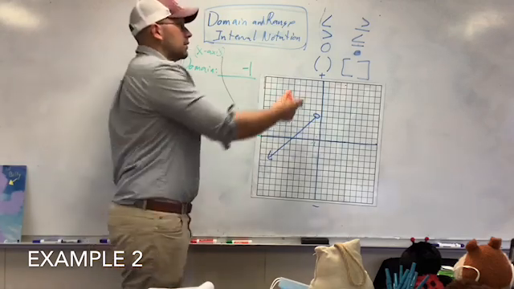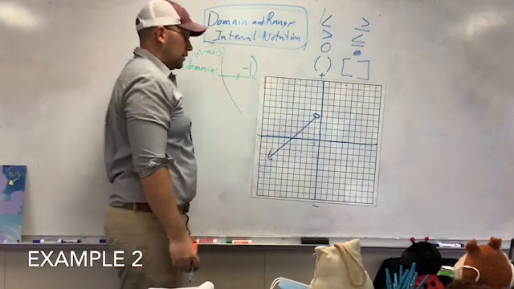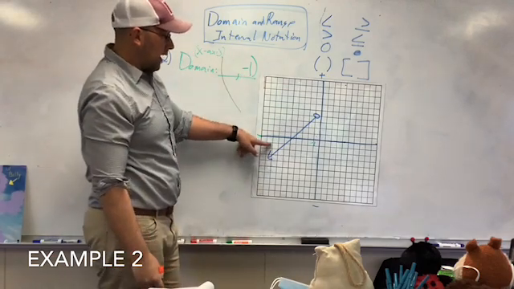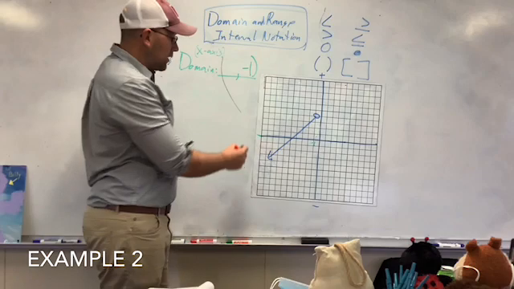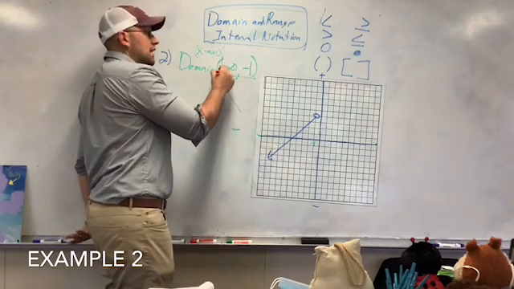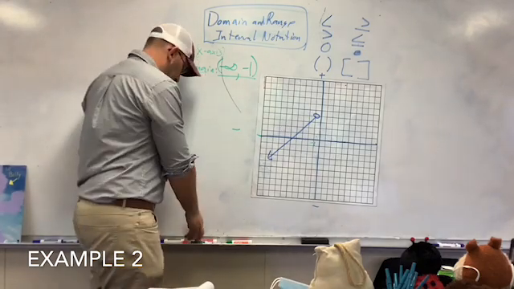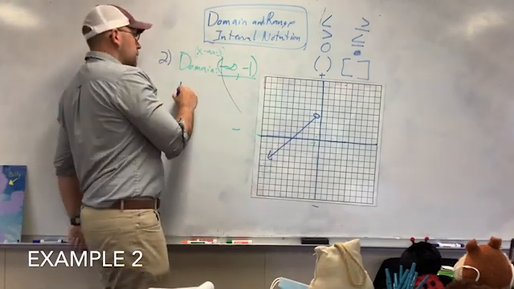Parenthesis or bracket? It's an open circle, so I put a parenthesis around it. Now where is it going on the domain? Forever and ever, it's going in the negative direction, so it's going to negative infinity. And negative infinity or infinity always has a parenthesis with it. Now the range.